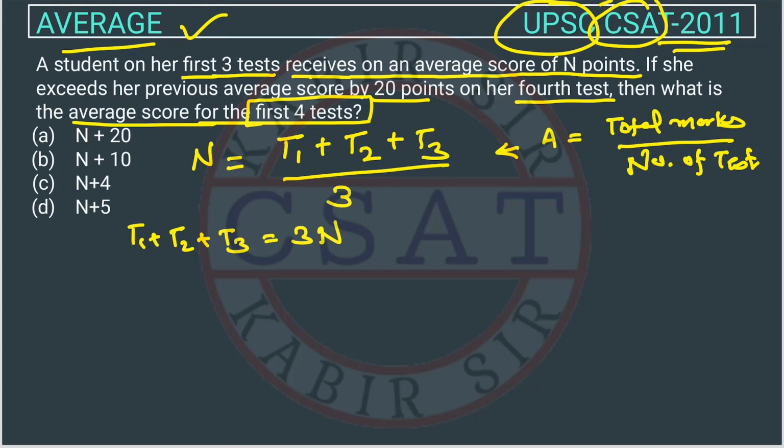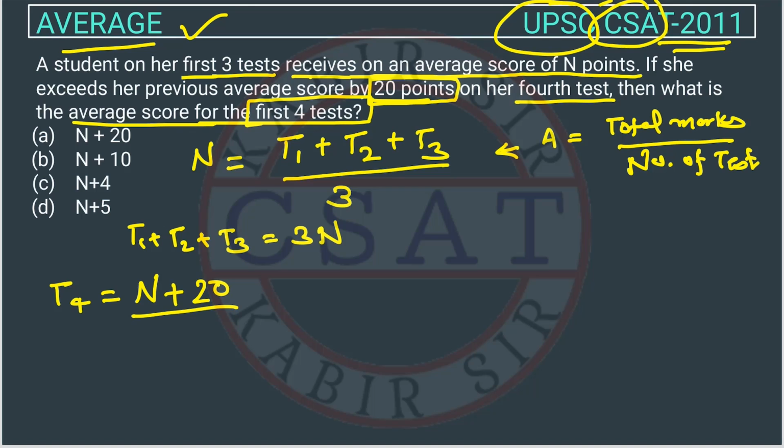Now they have given in the 4th paper how much marks she received. She got 20 marks more than the average score of previous tests. So the average marks in previous tests are n, and in the 4th paper she is getting 20 points more, so it will be n plus 20.